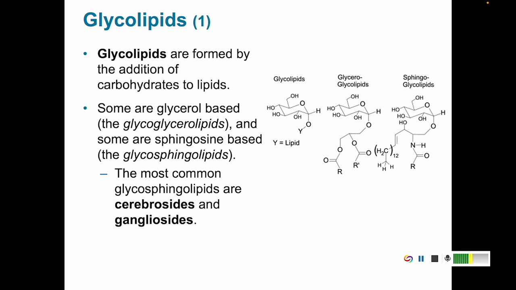Glycolipids are formed by adding a carbohydrate to a lipid. So glyco meaning sugar, lipid meaning lipid. And some are going to be glycerol based, so they will be called glycoglycerolipids, and some are sphingosine-based, so they're called glycosphingolipids. And the most common glycosphingolipids are cerebrosides and gangliosides. So you don't have to memorize this list of what is a glycoglycerolipid or a glycosphingolipid, but it is a good idea to be able to say, oh, cerebrosides, oh, gangliosides, I've heard of those. Those are parts of my cell membrane. Glycolipids, those are found in parts of my cell membrane.